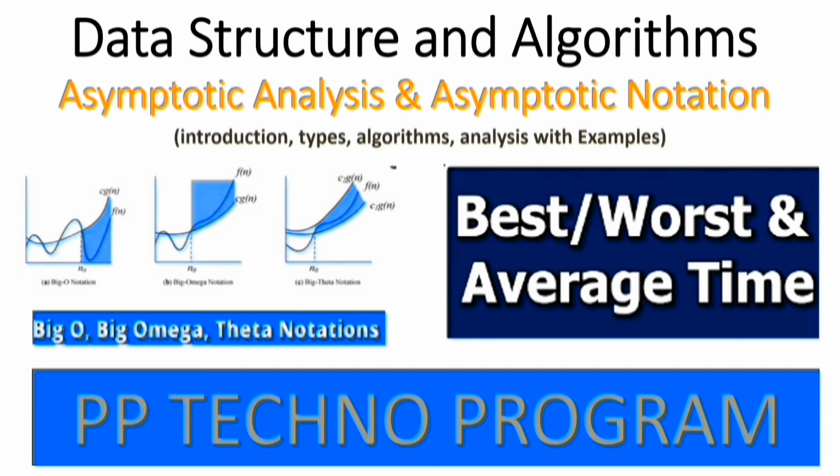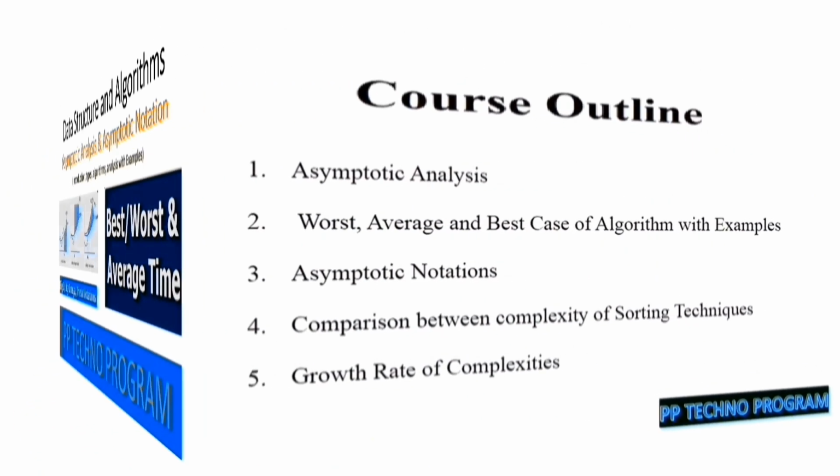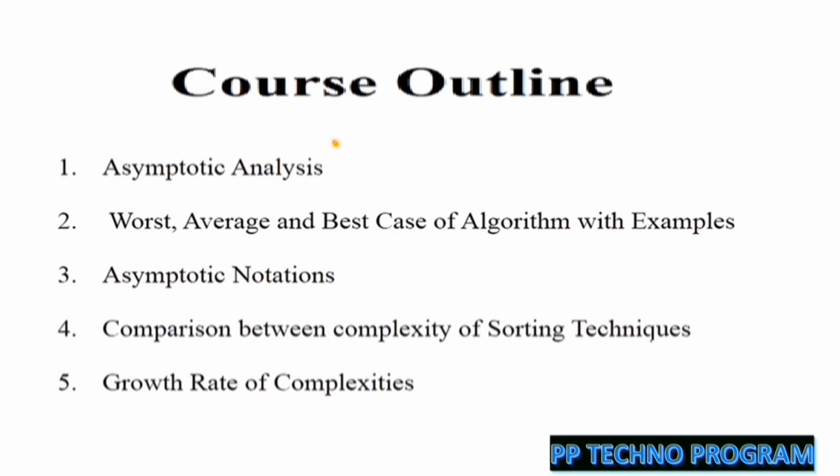In this video, we learn about asymptotic analysis and asymptotic notations. So let's see what the analysis regarding algorithms is. The following topics are to be covered in this video: asymptotic analysis, worst case, average case, and best case of the algorithm with example; asymptotic notations; comparison between the complexity of the sorting techniques; and also the growth rate of the complexity.